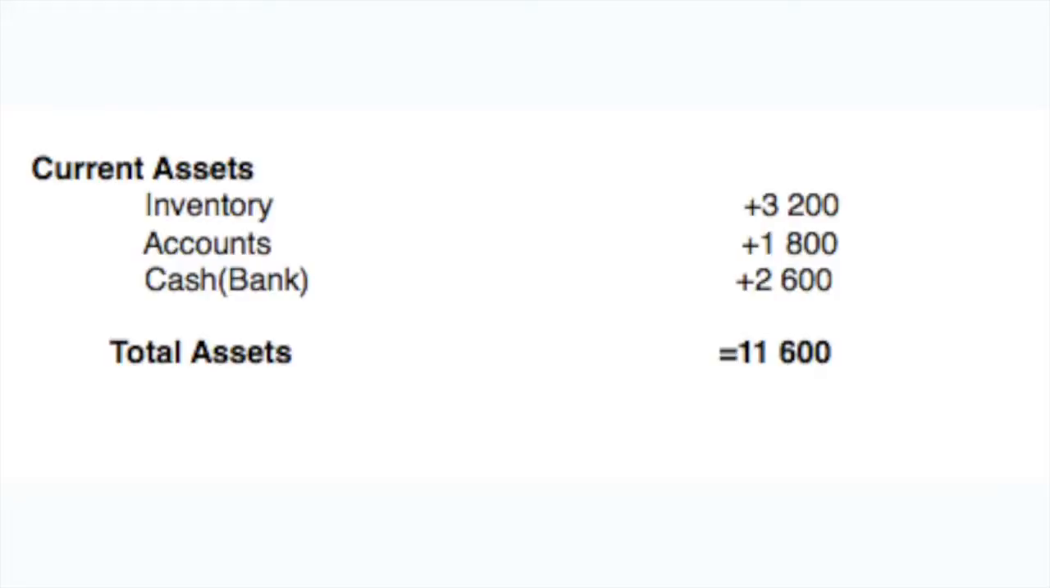We then have a category that we would call current assets. Now, these are assets that we are likely to turn into cash in the next 12 months. So that is made up of our inventory, our accounts receivable, and our cash or our bank. So we would add all of our assets together, and we're going to get a total for our total assets in our business. We then list our equity and liabilities at the bottom section of the statement of financial position.